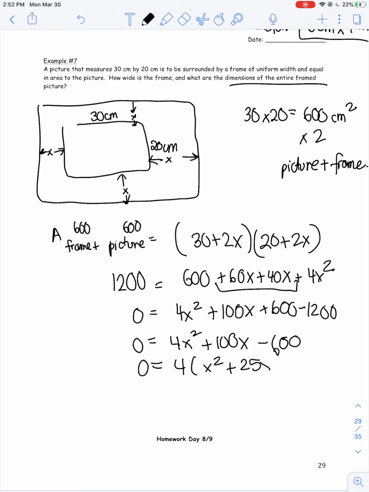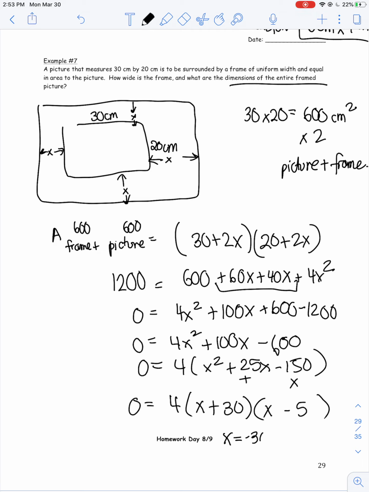Now we want to factor. So we want to take out the 4, which is called taking out the greatest common factor. We have to find two numbers that multiply to this and add up to the middle. So that would be x times x gives me x squared, and the two numbers that work would be positive 30 and negative 5. So that means that x could equal negative 30. Now we can't have a frame that is negative 30 centimeters wide, so this one doesn't make sense. But x equals 5 centimeters does make sense for the frame width.